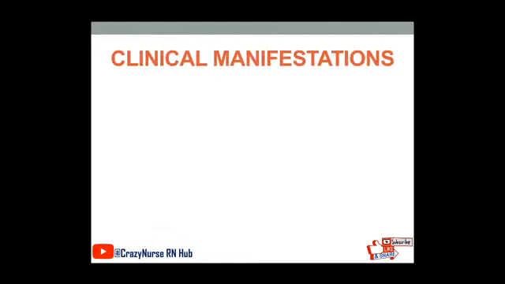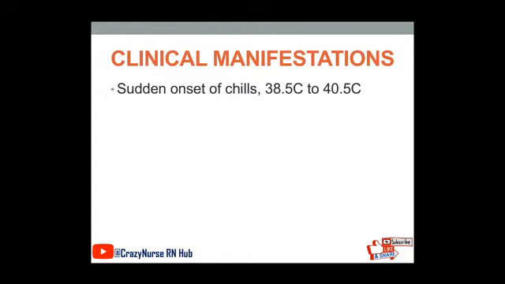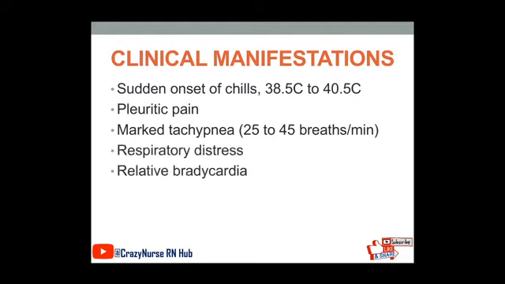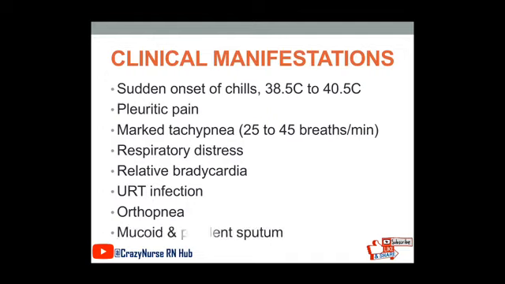Now let's have the clinical manifestations. So there is a sudden onset of chills and fever ranging from 38.5 degrees Celsius to 40.5 degrees Celsius. Pleuritic pain, marked tachypnea, between 25 to 45 breaths per minute. Respiratory distress, relative bradycardia, upper respiratory tract infection as well. Orthopnea, it is the shortness of breath when reclining or in the supine position. And also mucoid and purulent sputum.